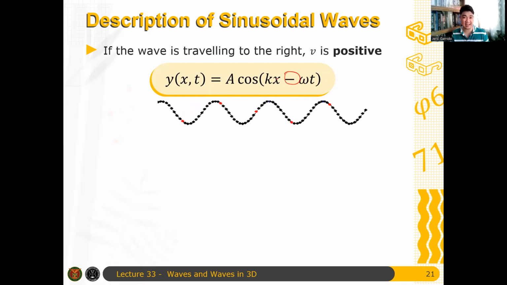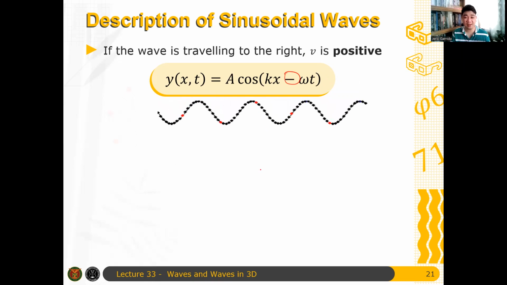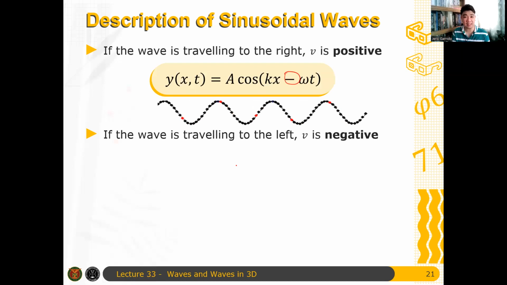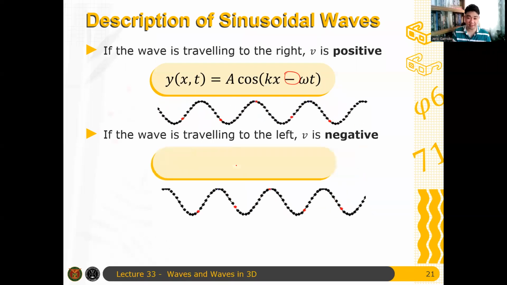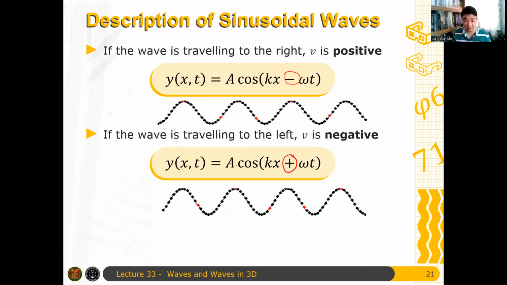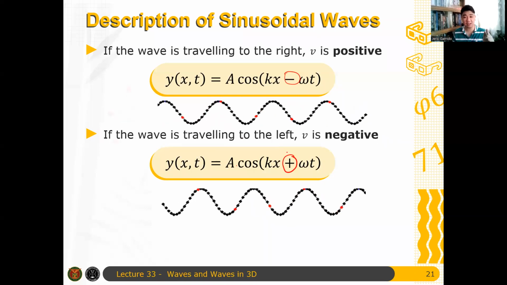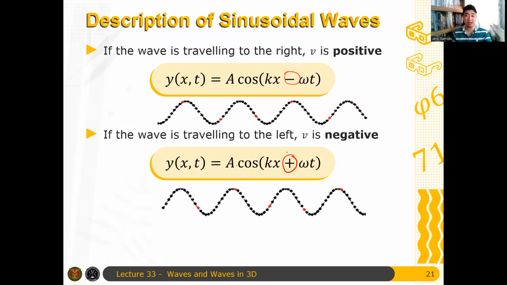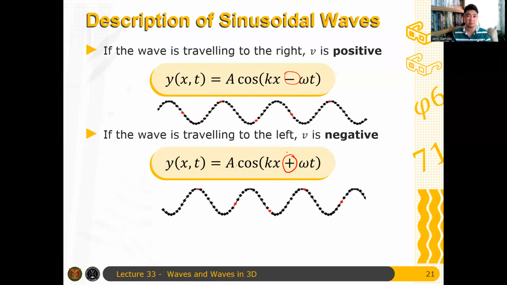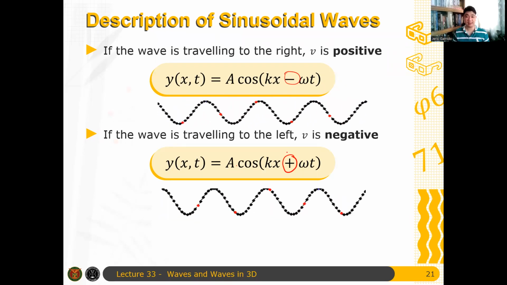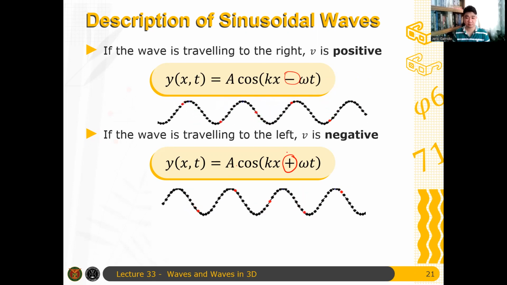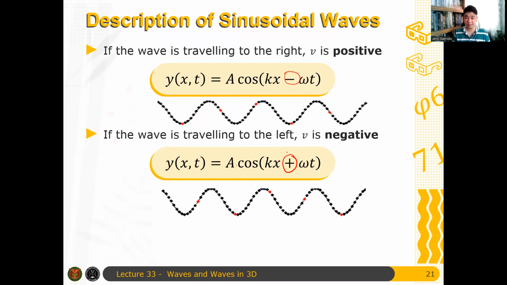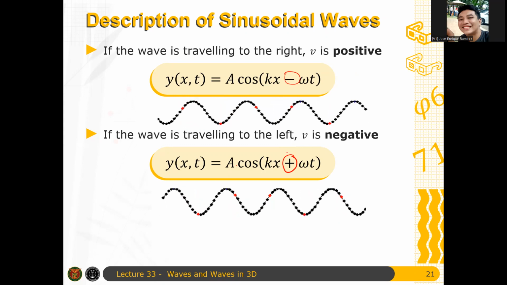Minus. Pag right, negative. On the other hand, if it's traveling to the left, pagbaliktad yung direction niya, then the velocity is negative and you have a cosine of kx plus omega t. So the sign in front of the angular frequency denotes the direction of the wave. Okay? Kapag negative, it's to the right. Pag positive, it's to the left. Malinaw? Negative to the right, positive to the left. Questions? May tanong ba rito? None so far po. Mukhang wala naman.